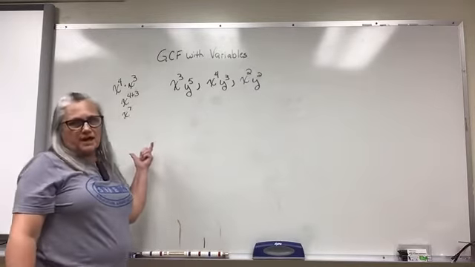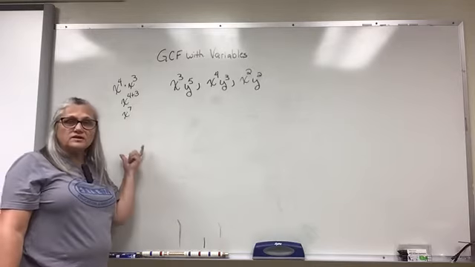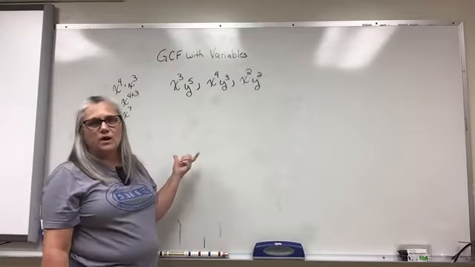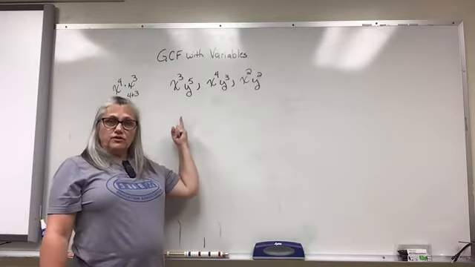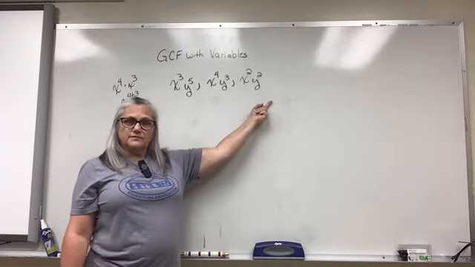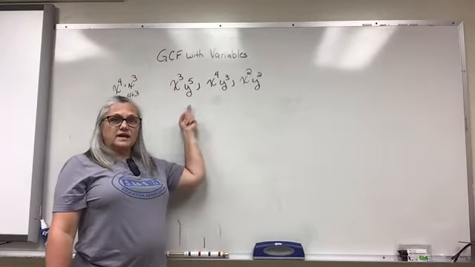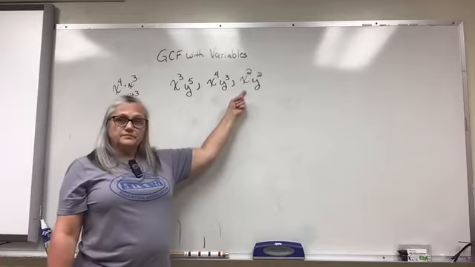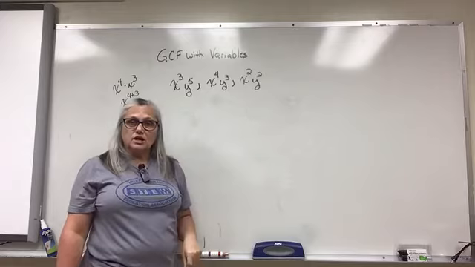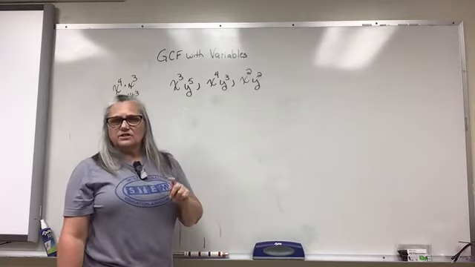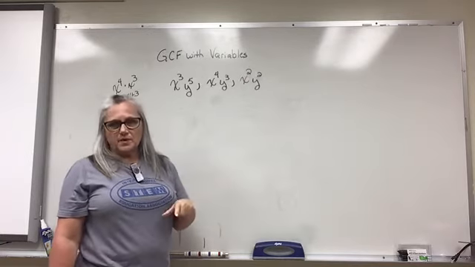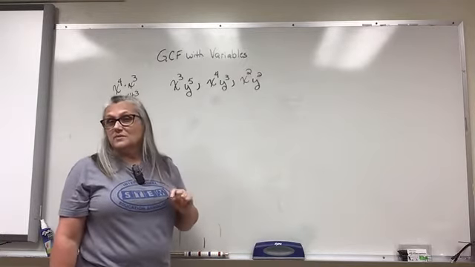So that's putting them together, but I can take them apart the exact same way. I can factor them the exact same way. So what I'm going to do first is look through all of these terms that I have. I have an x variable in each term, and I have a y variable in each term. So my greatest common factor is going to have both an x and a y. Now my problem is going to be, what's going to be my exponent?